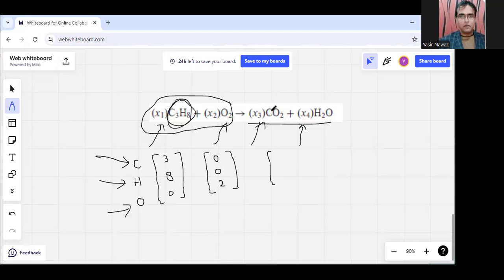From the right side, in every vector the first entry is for carbon, second for hydrogen, and third for oxygen. Here the carbon is 1, there is no hydrogen atom, so that would be 0, and there are two oxygen atoms, so there will be 2 here. For the fourth molecule, there is no carbon, there are 2 hydrogen atoms, and 1 oxygen atom. So these are the four vectors.